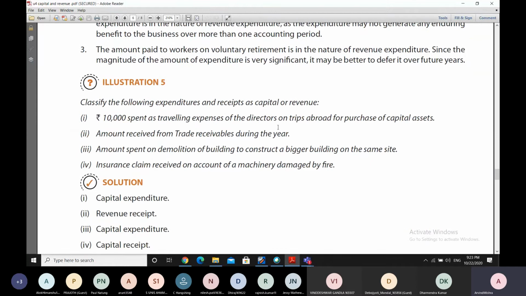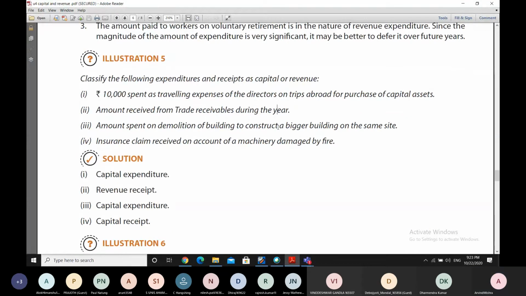Now we come to illustration 5. Rupees 10,000 was spent as traveling expenditure of the director. The director went on a trip abroad for purchasing the capital assets. And 10,000 rupees was spent on traveling of the directors who went on the trip abroad for purchase of capital assets. Now, this expenditure is directly correlated with the purchase of capital assets, and therefore it can be treated as a capital expenditure.